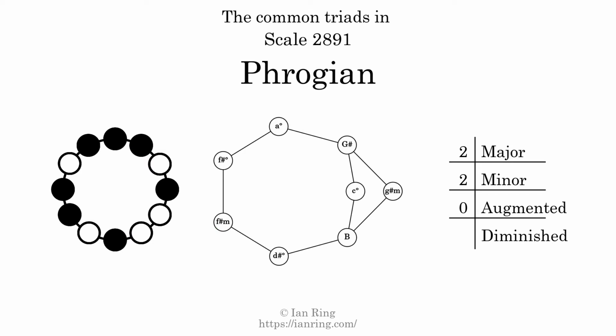There are no augmented triads. There are 4 diminished triads. Here is a Hamiltonian path of parsimonious voice leading that uses all the triads.